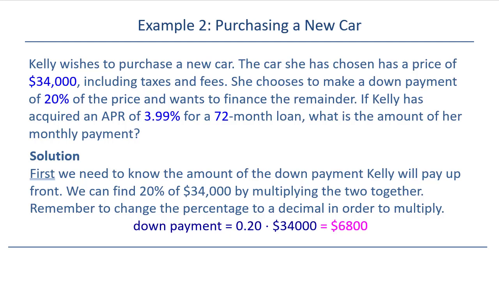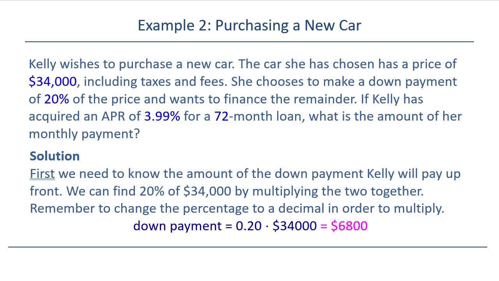She chooses to make a down payment of 20% of the purchase price and then wants to finance the remainder. If she's acquired an APR of 3.99% for a 72-month loan, what is the amount of her monthly payment? This is actually a really good real-world question, because if you're going to go buy a car, it'd be nice to figure out if you can afford the payments or not.